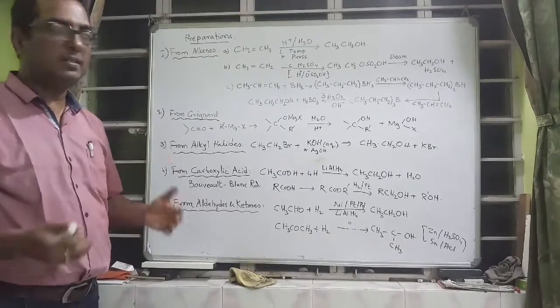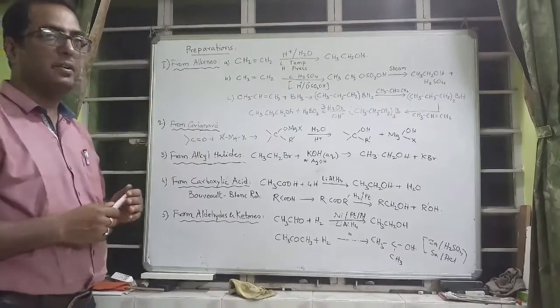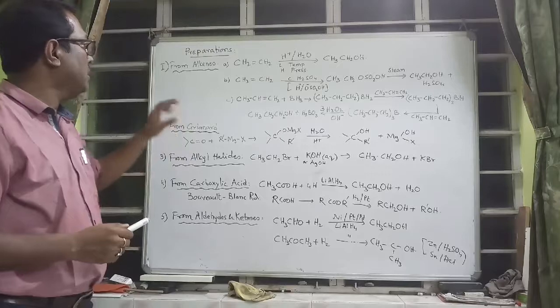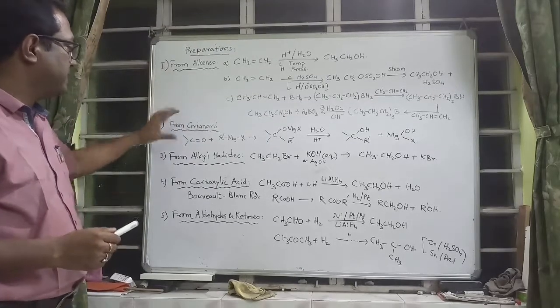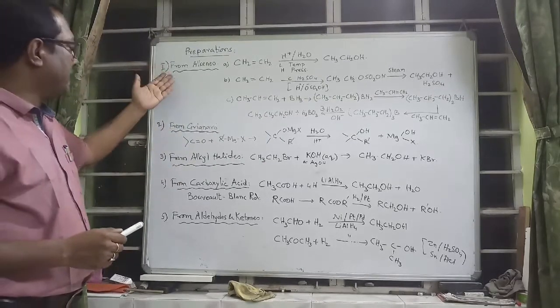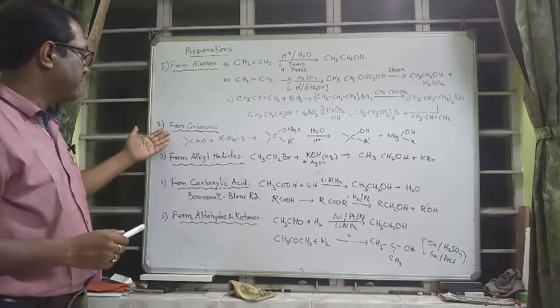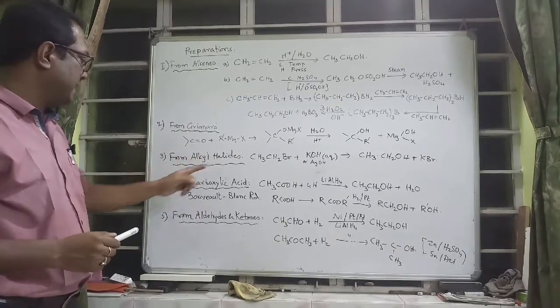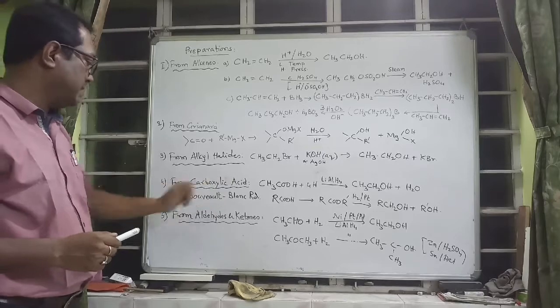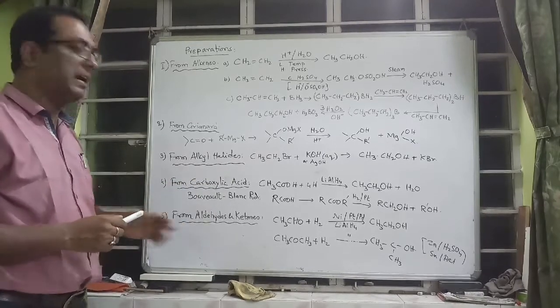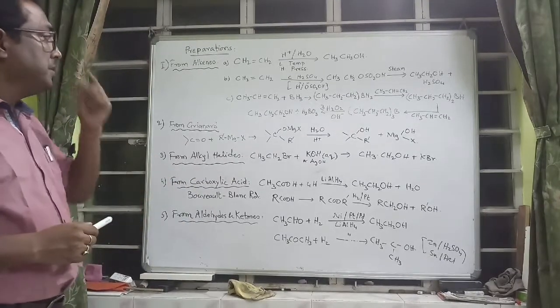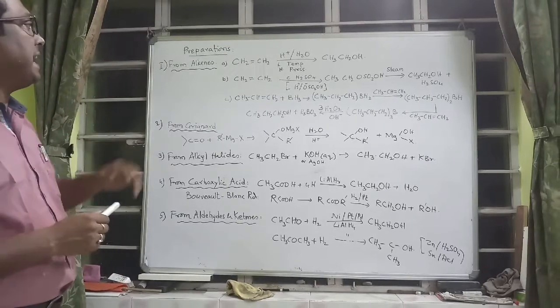Today the next part is about the preparation. We are going to prepare alcohol from 5 different areas. One is from the alkenes, second from the Grignard reagent, the third from the alkyl halides, fourth from the carboxylic group, and the fifth is from the carbonyl groups. So students, let us focus now on the alkenes.